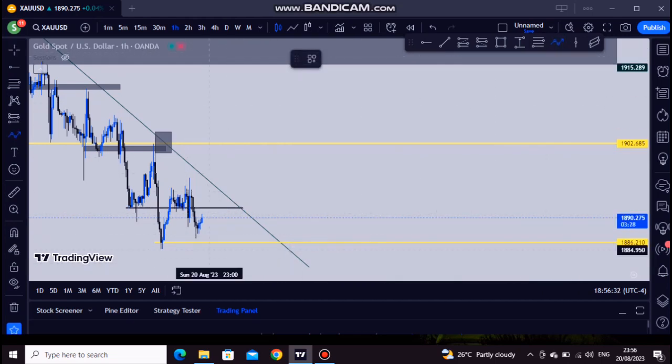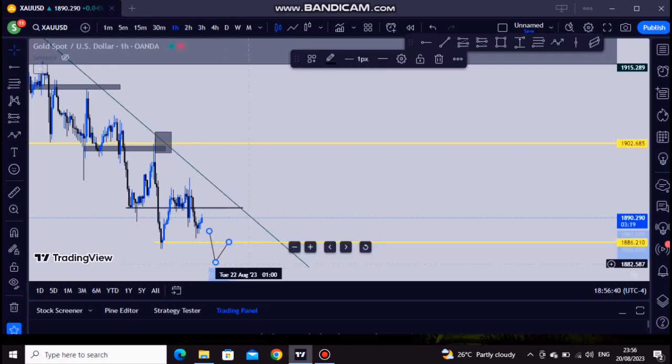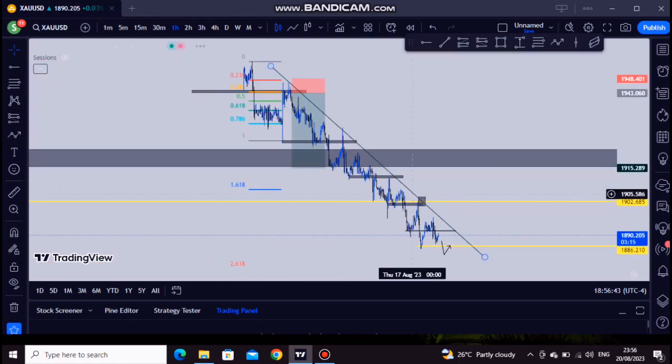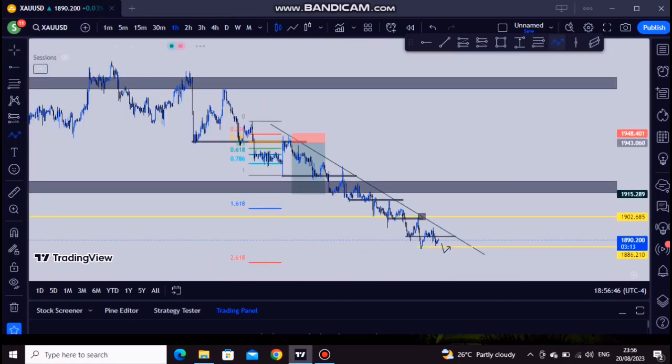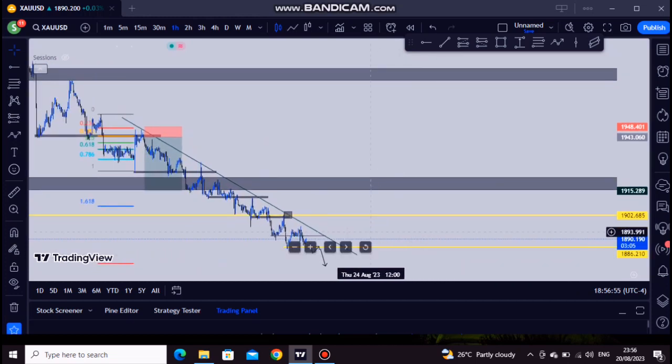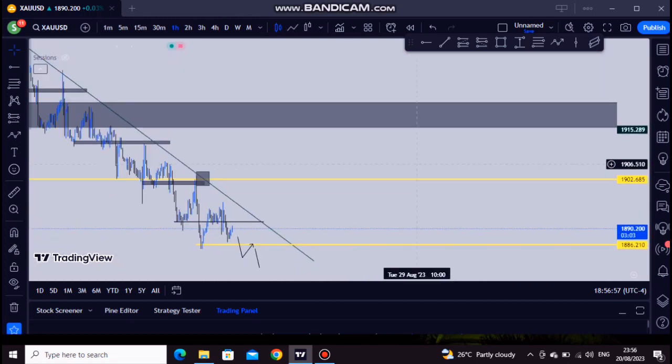If gold can break that area, wait for a rejection. You want to see something like this: break down, then a retest, then push down. That's what we're expecting on gold, alright? This is what we're expecting on gold. Then sell to the downside. That's the anticipation for gold this week. Alright, so that's it, guys. That's the way I analyze the chart.